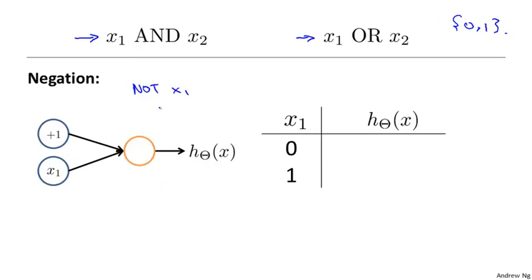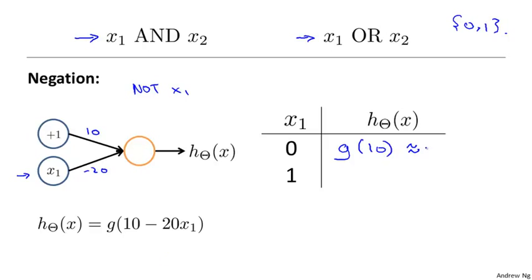Let me just write down the weights associated with this network. We have only one input feature, x1 in this case, and the bias unit plus 1. And if I associate this with the weights plus 10 and minus 20, then my hypothesis is computing this: h of x equals sigmoid of 10 minus 20 times x1. So when x1 is equal to 0, my hypothesis will be computing g of 10 minus 20 times 0, which is just 10, and so that's approximately 1. And when x1 is equal to 1, this will be g of minus 10, which is therefore approximately equal to 0. And if you look at what these values are, that's essentially the NOT x1 function.